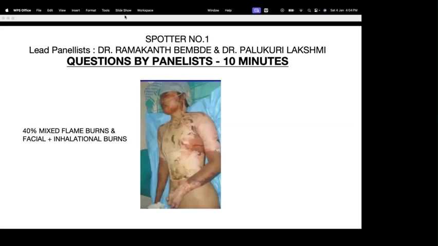You can see that this patient seems to be having very deep third-degree burns. What about the fasciotomies, escharotomies?